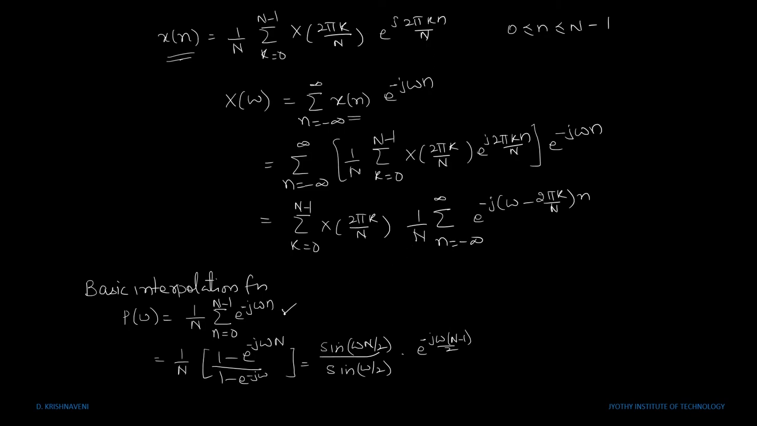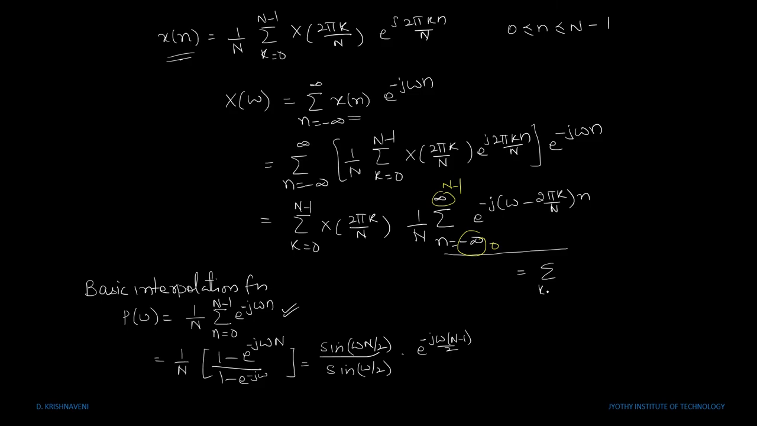Now we can relate this interpolation function to this particular term we have here, that is n is equal to minus infinity to infinity. Now we had taken that x of n is a finite duration sequence. So if it is a finite duration sequence, in this formula, in place of minus infinity to infinity, I can replace it with 0 to n minus 1, because we are taking the samples from 0 to n minus 1. So in that case, this particular expression is nothing but the basic interpolation function shifted by 2 pi k by n in frequency domain.